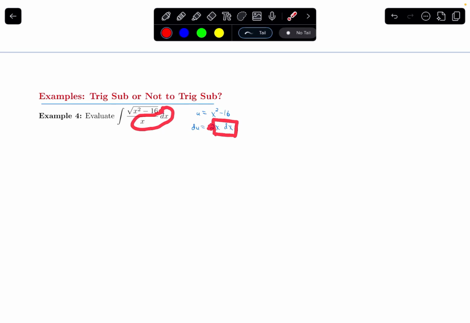So as a result, this u sub isn't going to be perfect for us. It's not going to be great. It turns out that if you carry this through, it's just not super helpful. I'd encourage you to do that for practice, but it just turns out it's not the most helpful. So the next thing that we might think of is what we've seen in the last couple of videos: when you have a square root and inside of it you have perfect squares like this, either being subtracted or added, that's an indicator for trig sub.